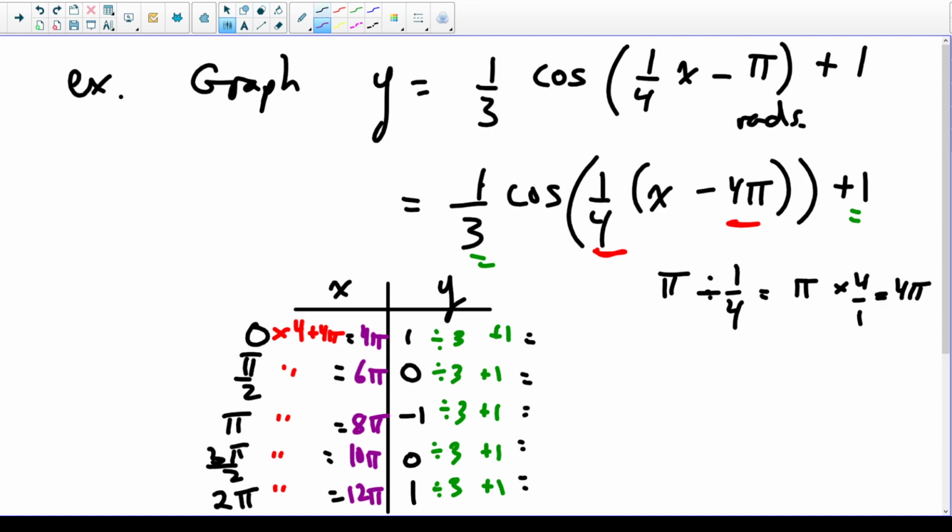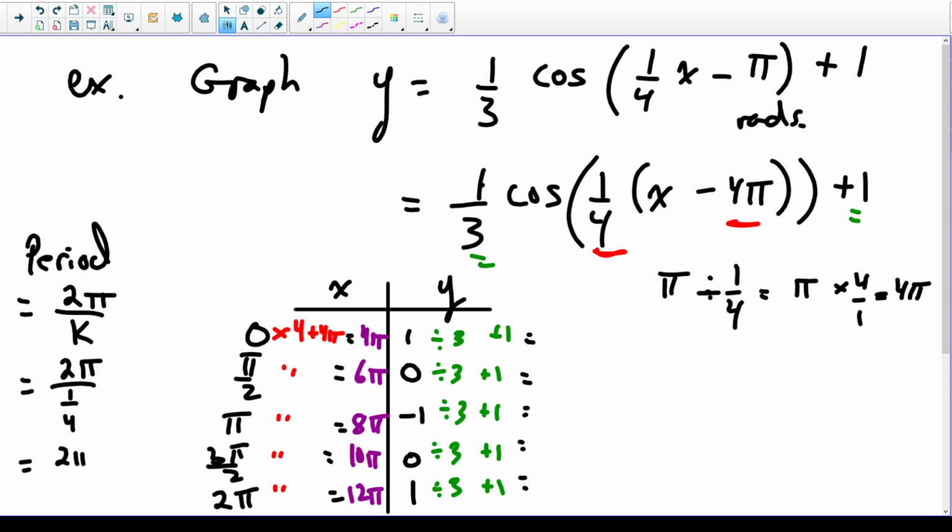Now, if I asked you to calculate our period, what would it look like here? Because we're doing rads, we would do 2 pi over k. That would be 2 pi divided by 1/4, which is 2 pi times 4 over 1, which is 8 pi. And isn't the distance from 4 pi to 12 pi 8 pi? So everything matches.